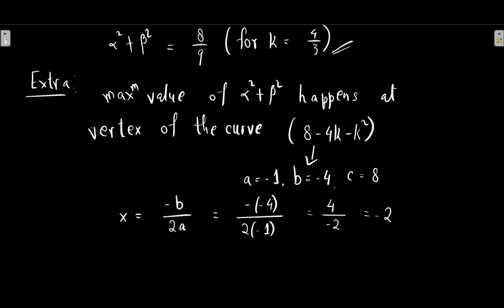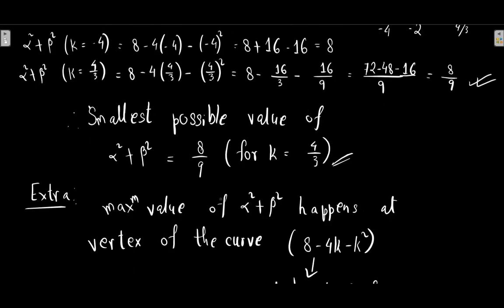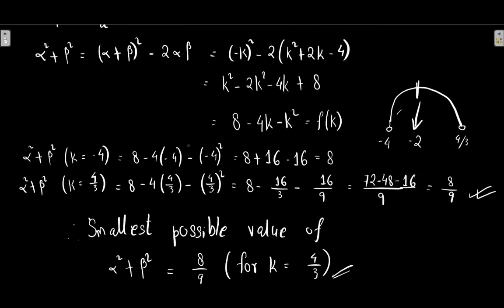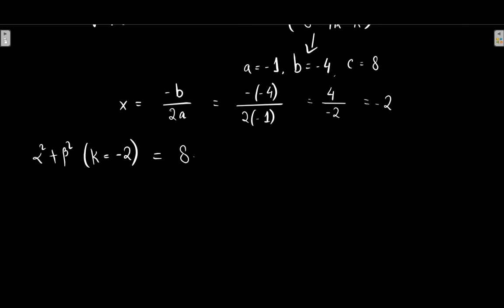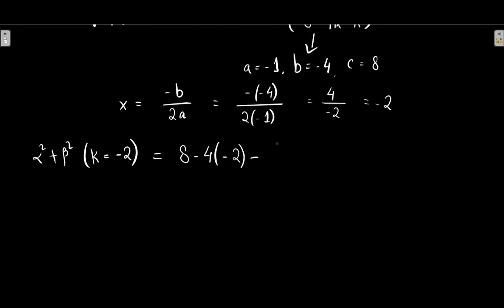So again, let us finally compute the value of alpha square plus beta square, the maximum value, which happens at k equal to -2. What is the expression? 8 minus 4k minus k square. This gives us 8 plus -4 times -2, which is 8 again, minus 4. So this is 16 minus 4, it is 12, right? So this is the maximum value.